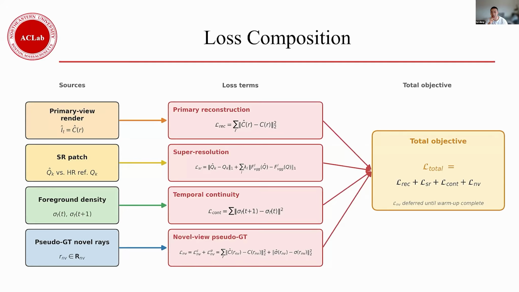And one important detail is that the novel view loss is deferred until after the warm-up phase. Just applying it from iteration 0 causes exploding gradients because the primary view reconstruction itself isn't yet stable.